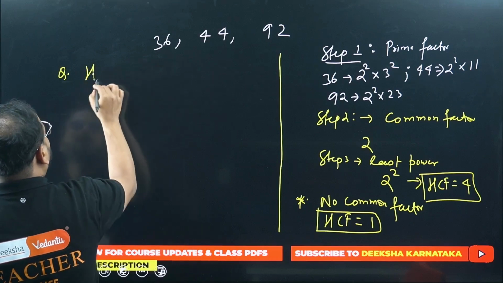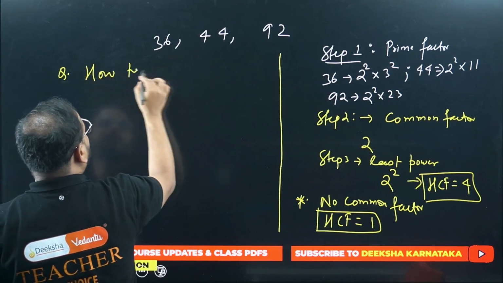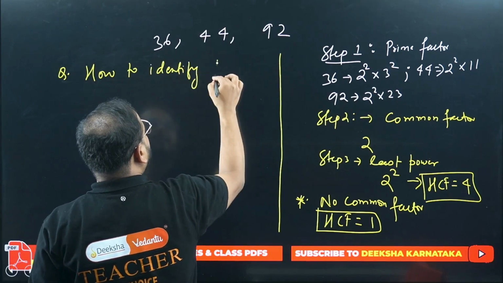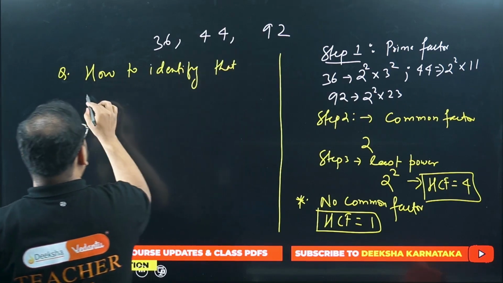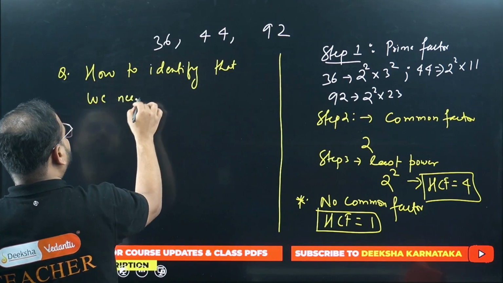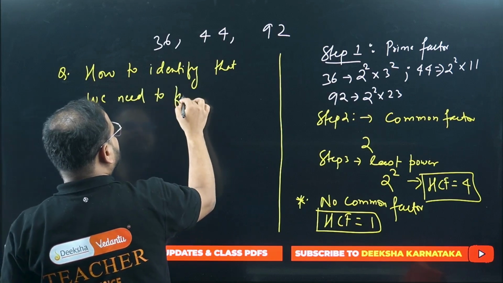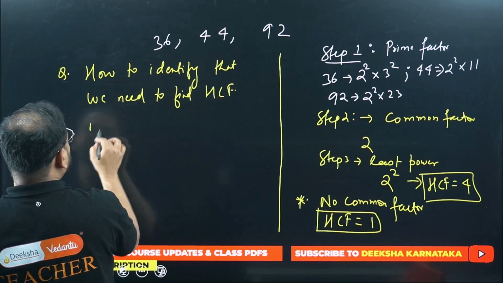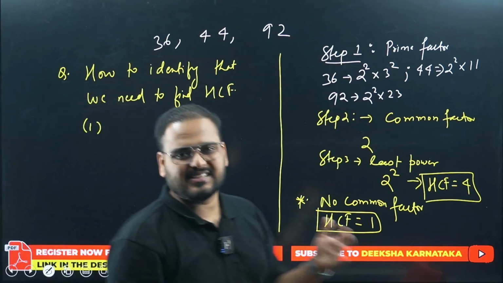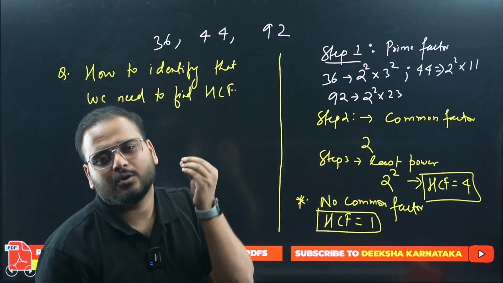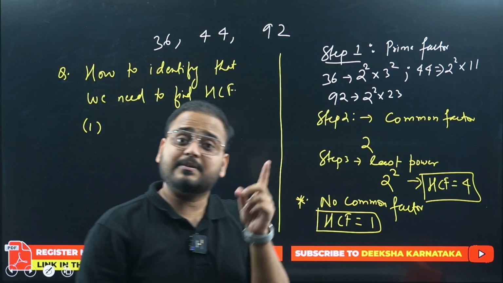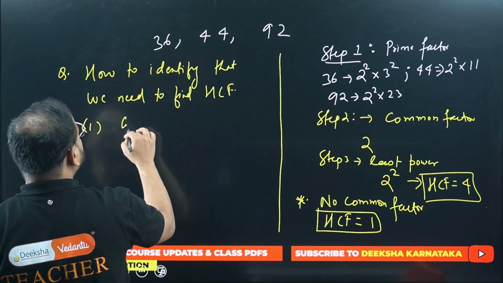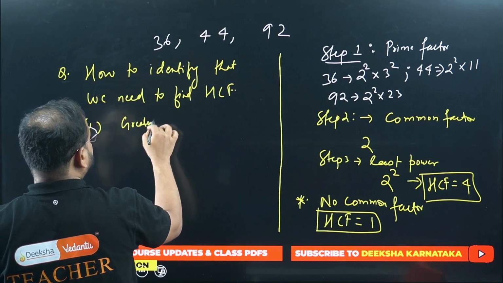So how to identify that we need to find HCF? First clue, look for the number greatest, highest, simplest possible. Simplest clue, look for highest and greatest. This might not work all the time, but it works most of the time. So look for the word highest or greatest.